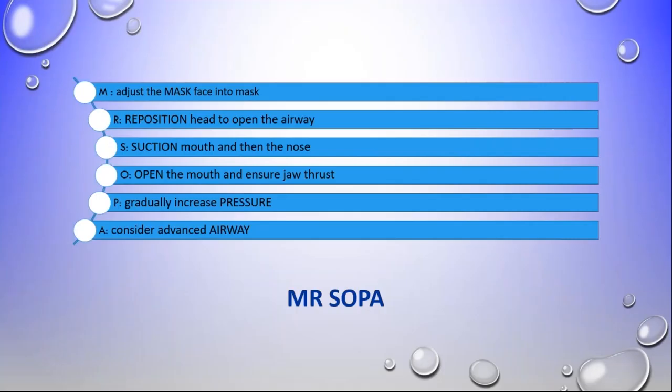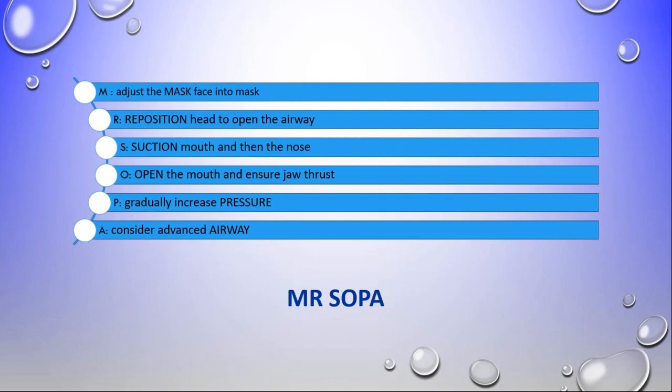So, MR SOPA. M stands for adjust the mask, which means face into mask, not mask into face. Because if you put mask into face, you're going to collapse the airway. Reposition the head. Make sure you've got that roll. Make sure that that airway is open.